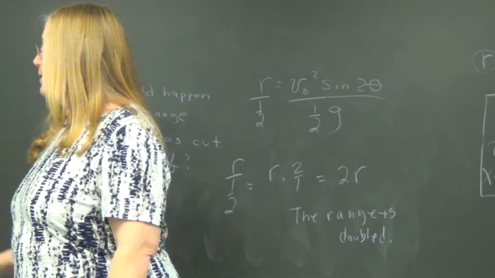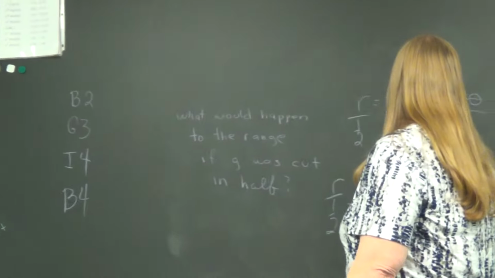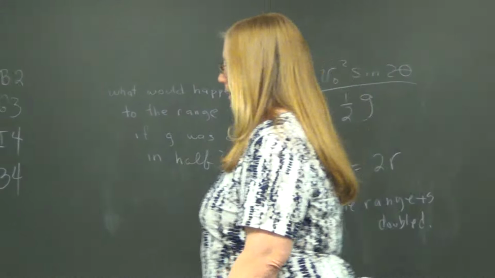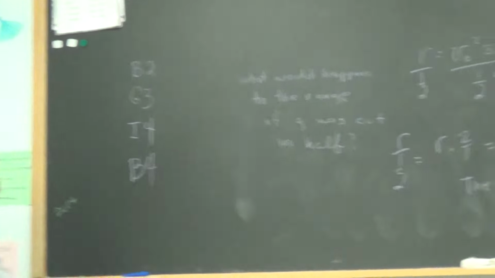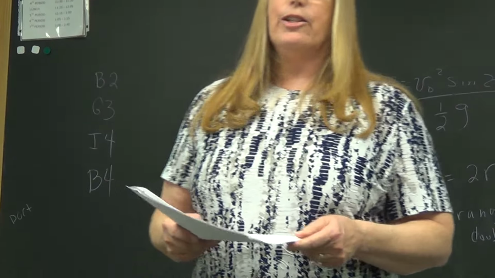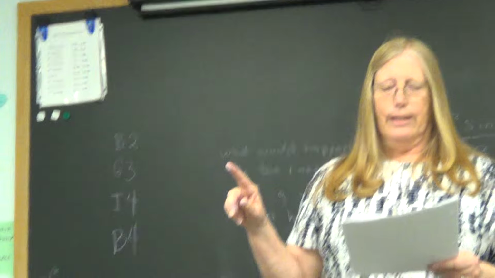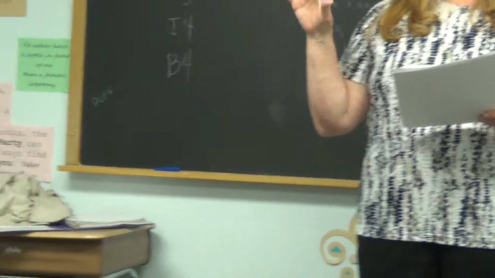If you got that, it's B4. This time, we are going to take the same equation, the range equation. What will happen to the range if the velocity is tripled?